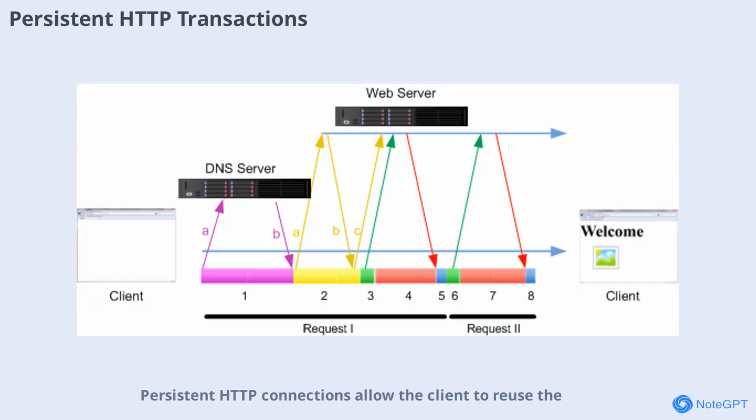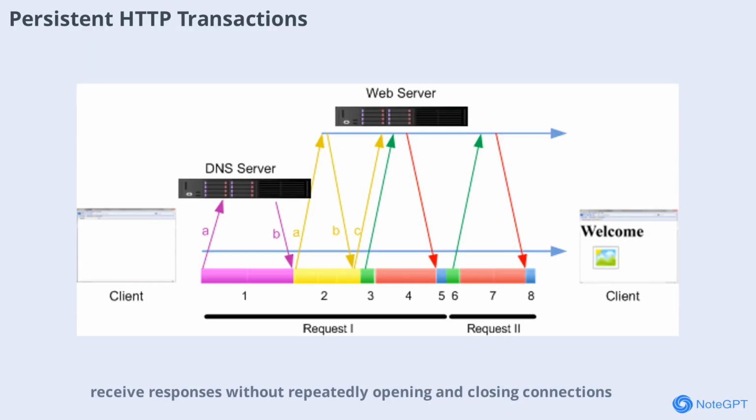Persistent HTTP connections allow the client to reuse the same connection for multiple requests to the same server. After the initial DNS lookup and TCP connection, the client can send several HTTP requests and receive responses without repeatedly opening and closing connections. This approach improves efficiency and reduces latency, especially when loading multiple resources from the same server.